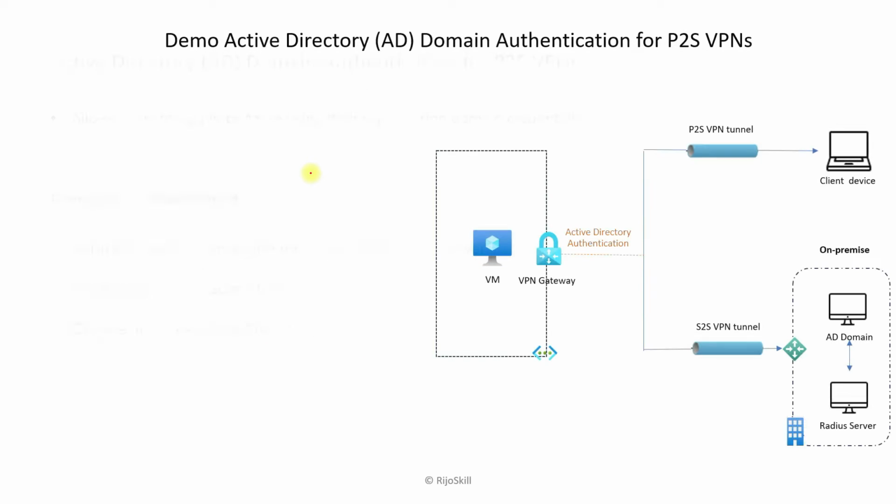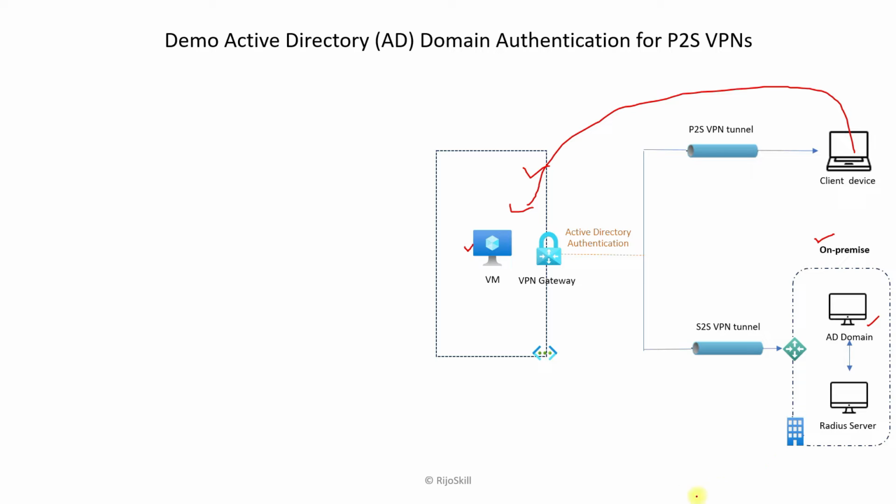So we will go for the demo. What we are planning here, you can see I put this one is on premises, and this one is your virtual network in the Azure area, because we have the VM. My aim is to connect the client device to our VM using an Active Directory domain user.